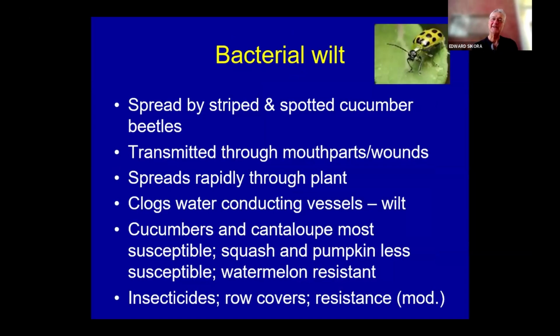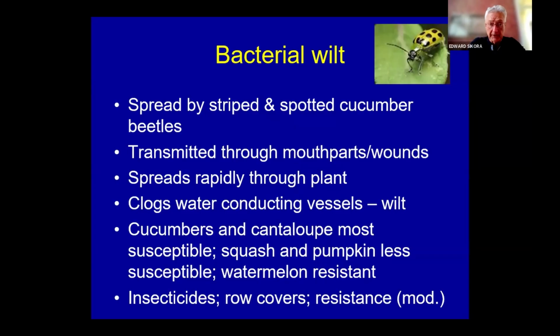So bacterial wilt, I like talking about it because it has such an interesting disease cycle. It's a bacterial pathogen spread by striped and spotted cucumber beetles, like that little cute spotted beetle in the upper right-hand corner. And the beetles transmit the bacteria through their mouth parts or through frass, and this stuff comes in contact with wounds caused by the beetle feeding on the leaf surface. And this is how the bacteria gets into the plant itself.